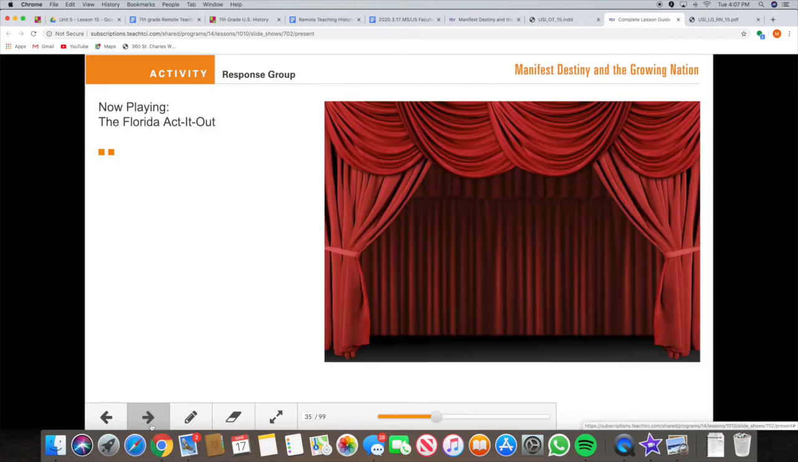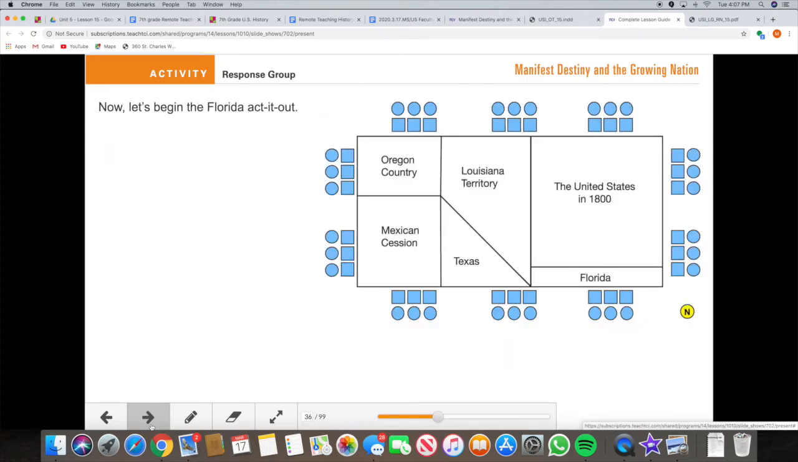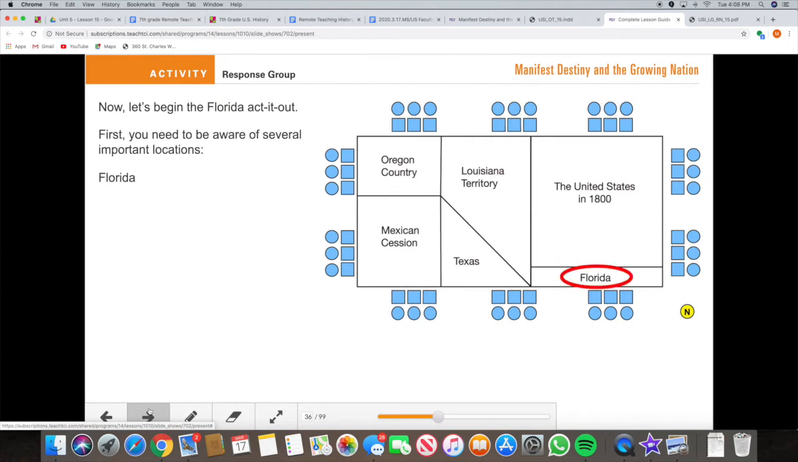All right, again, we cannot act out anything, but at this point in your notebook, just like before, please write the title Florida. In your notebook, you've already created one of these abstracts of the United States. The last one was for the Louisiana Purchase. Right now, you're creating one for Florida. So go ahead and add this abstract. And then just like last time, indicate a few important locations. So circle Florida, write down Georgia, find Washington, D.C. again.